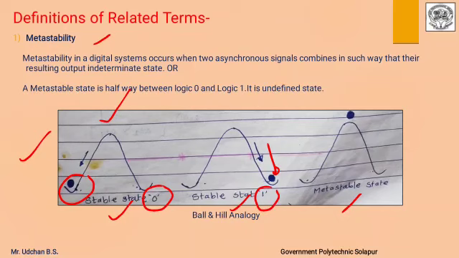Suppose we apply an in-between force to the ball, the ball will not be on either side of the hill. So it will stay at the top of the hill, which does not have any meaning, meaning we cannot say this ball is in the stable 0 state or the stable 1 state. Such an undefined state is called a metastable state.